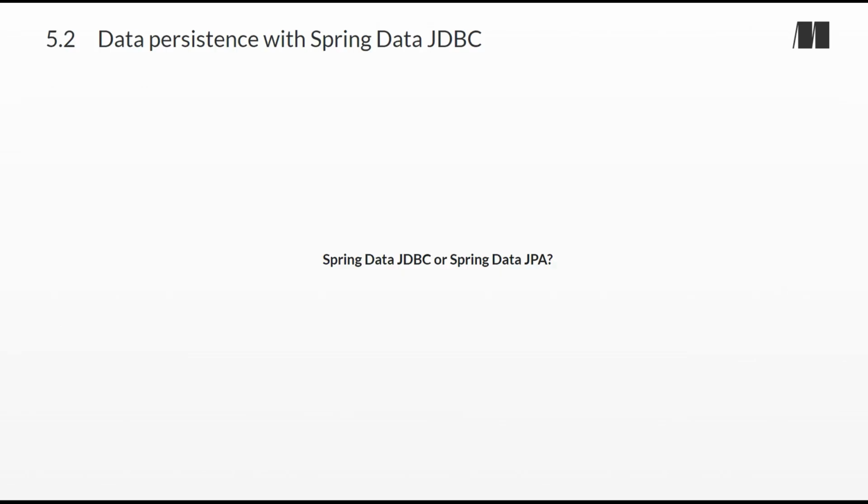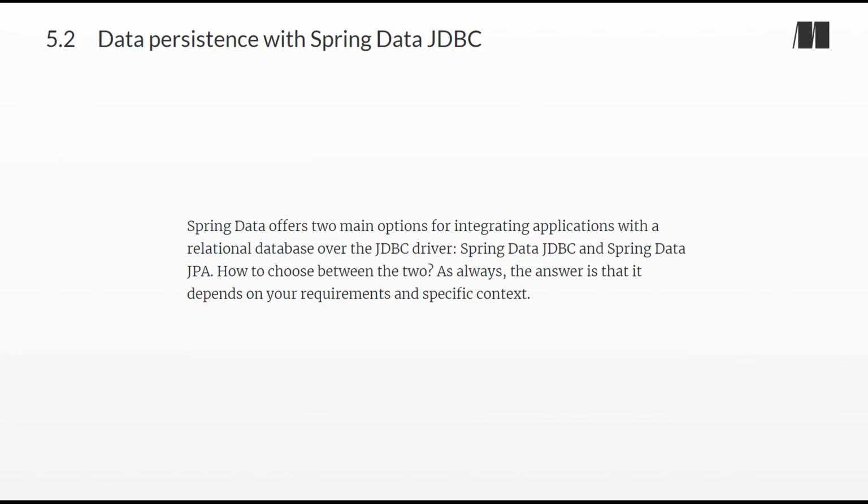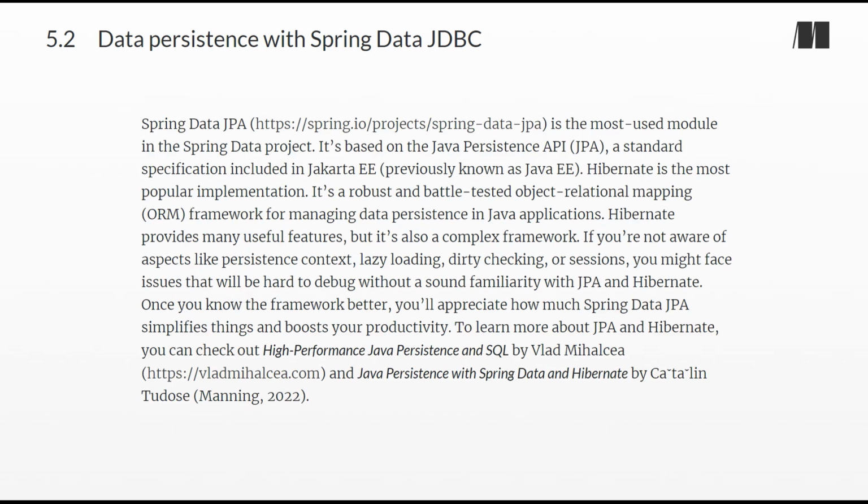Spring Data JDBC or Spring Data JPA? Spring Data offers two main options for integrating applications with a relational database over the JDBC driver: Spring Data JDBC and Spring Data JPA. How to choose between the two? As always, the answer is that it depends on your requirements and specific context. Spring Data JPA is the most used module in the Spring Data project. It's based on the Java Persistence API, JPA, a standard specification included in Jakarta EE, previously known as Java EE. Hibernate is the most popular implementation.